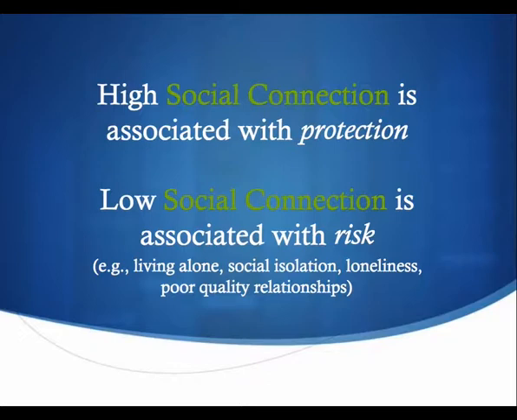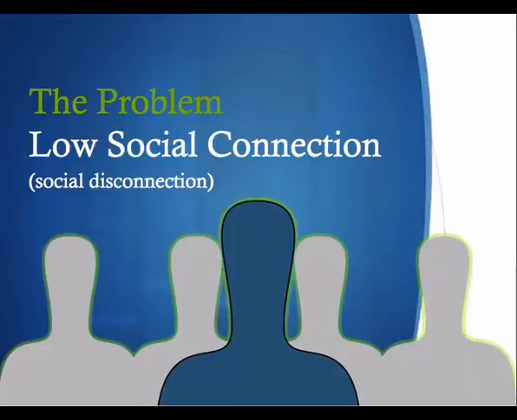So in other words, we can think of terms such as social isolation and loneliness as being indicators of low social connection, but other kinds of indicators such as structural and quality, such as living alone and poor quality relationships, would also be forms of low social connection. But we also need to acknowledge that the high end may be protective. So we define the problem as low social connection or social disconnection.